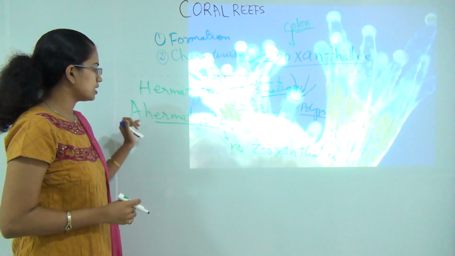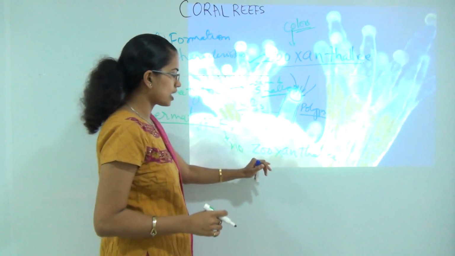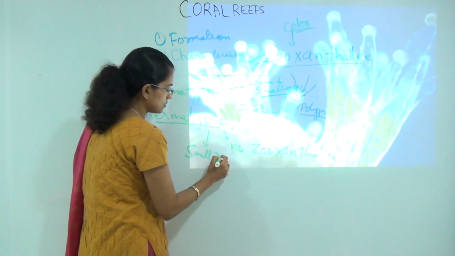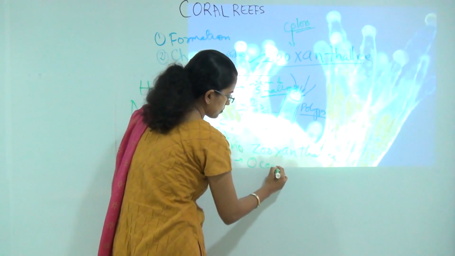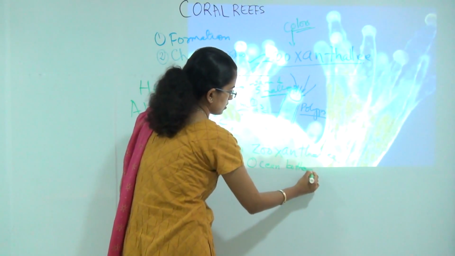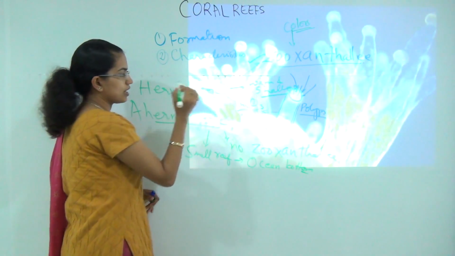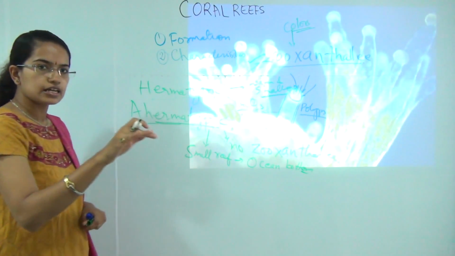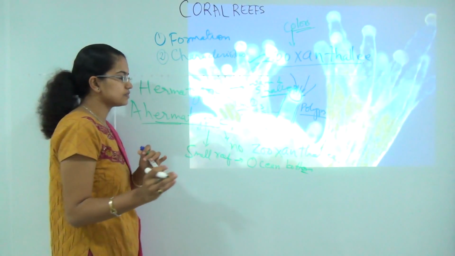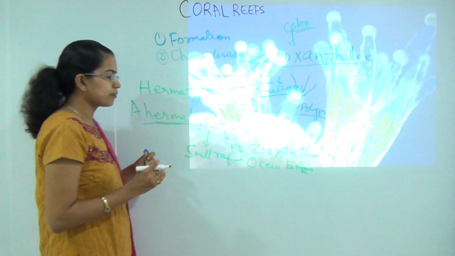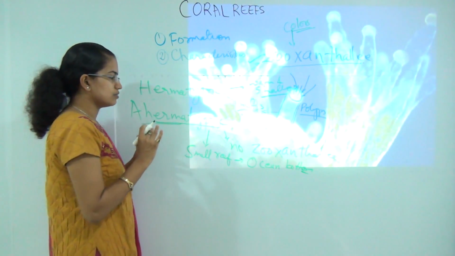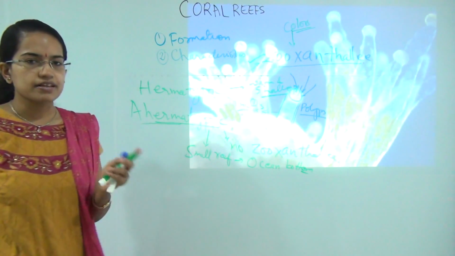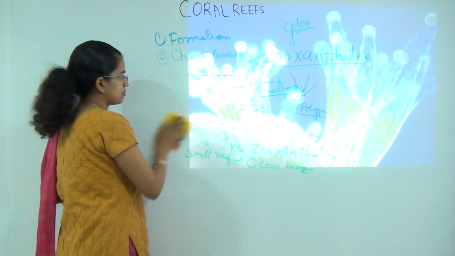we can see. On the other hand, ahermatypic, which do not have zooxanthella, are responsible for formation of small reefs in the ocean bottom. So these hermatypic are not that deep, but ahermatypic are definitely found in the ocean bottom and are deep structures which have small reefs, and since they do not have zooxanthella, they do not give plenty of colors as compared to hermatypic. So our main focus today would be about the hermatypic coral reefs.